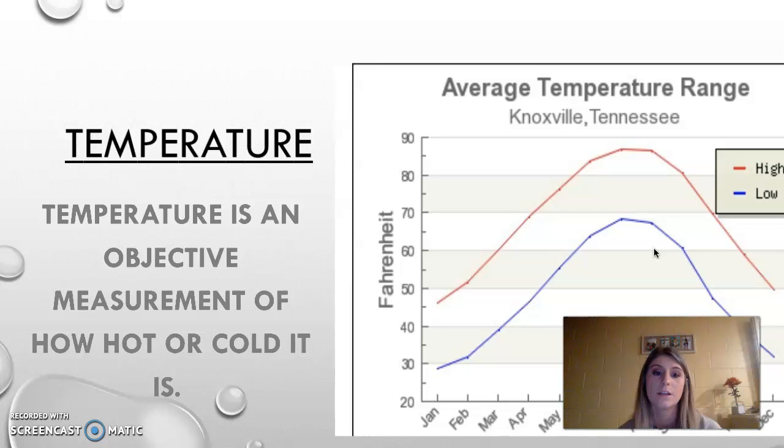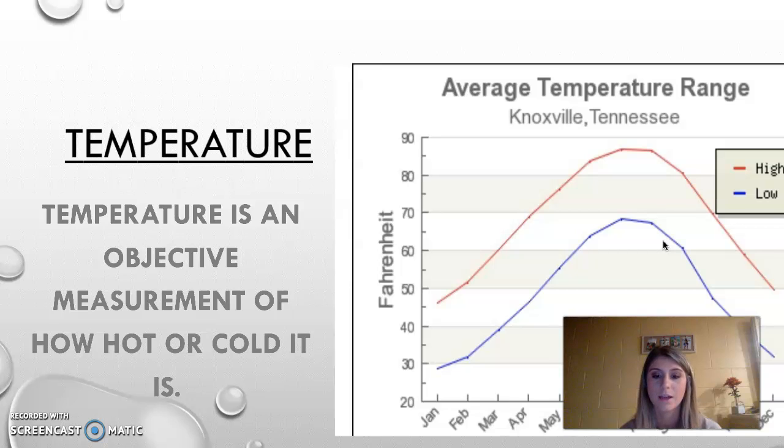Temperature is an objective measurement of how hot or cold it is in an area. So this graph over here, the warm temperatures are represented by the red line, and the cold temperatures are represented by the blue line. This is called a line graph, and it is the average temperature range in Knoxville throughout a year.